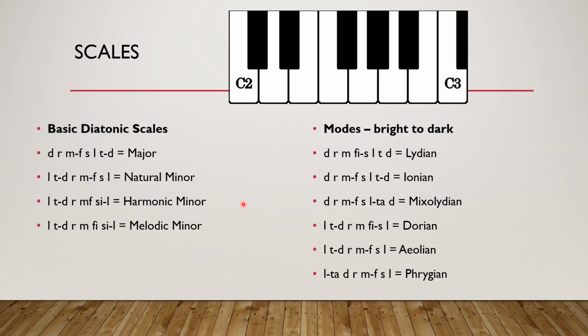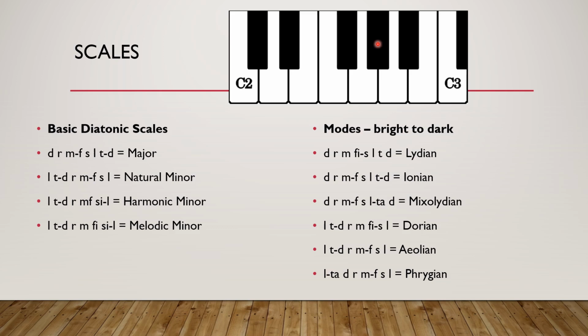Let's quickly look at harmonic minor. Here's a C. Let's call it la. La, ti is a major second. Ti, do is a minor second, so we go up to E flat. Do, re is a major second. Re, mi is a major second. Mi, fa is a minor second, so we get to A flat.